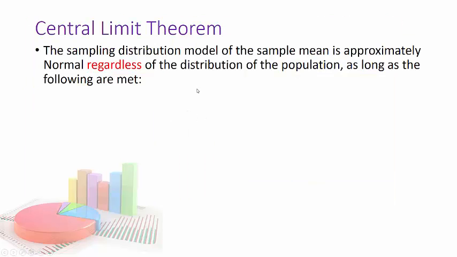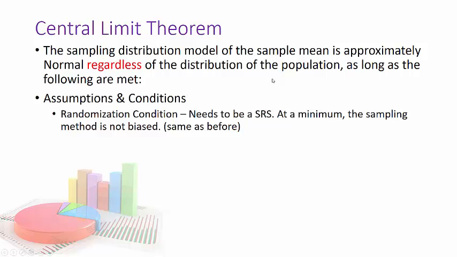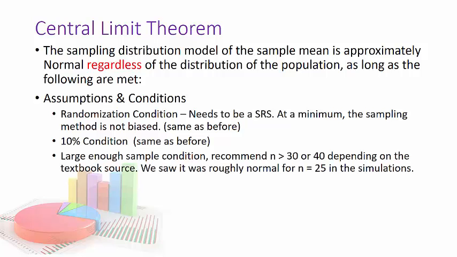Basically, it says the sampling distribution model of the sample mean is approximately normal regardless of the distribution of the population, all right, as long as the following assumptions and conditions are met. Randomization: it needs to be a simple random sample at minimum, so the sampling method is not biased. The 10% condition is the same as before. Here's the new one, the large enough sample condition.